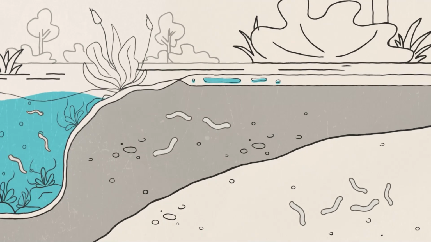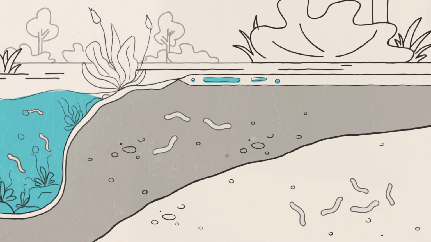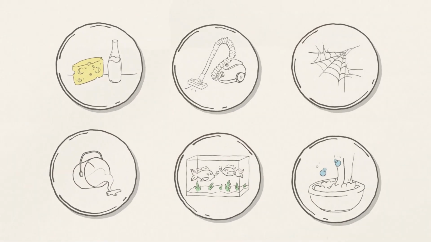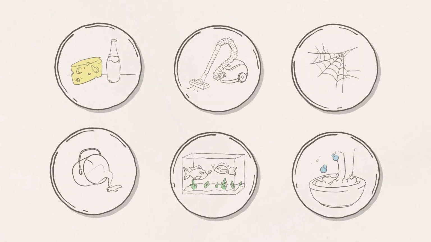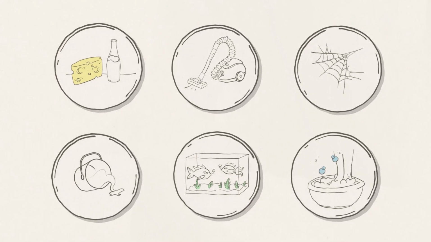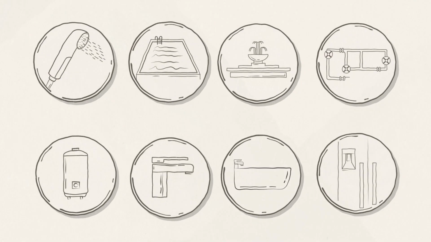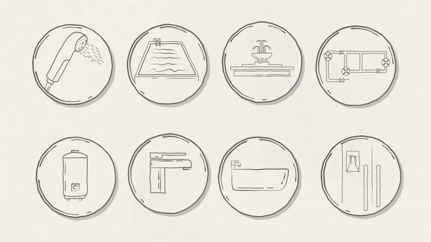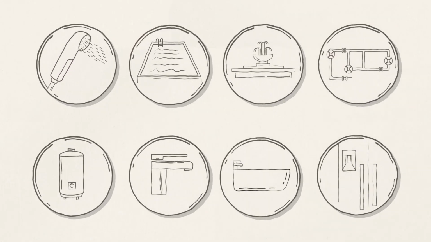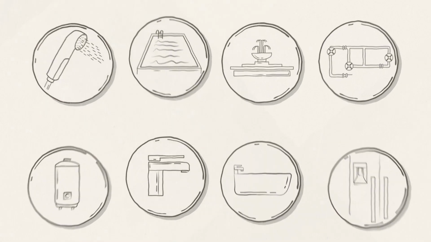NTM bacteria are ubiquitous in environmental water, soil, and dust. They have also been found in food, such as cheese, vacuum cleaners, cobwebs, liquids for metal processing, fish tanks, and foot baths. Let's focus on spots that are even more relevant, those linked to drinking water systems. These engineered habitats are ideal for NTM.